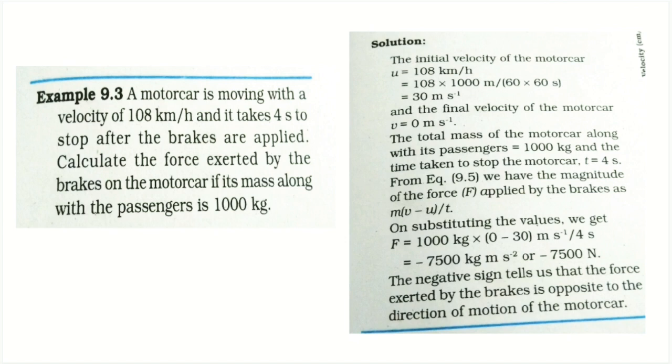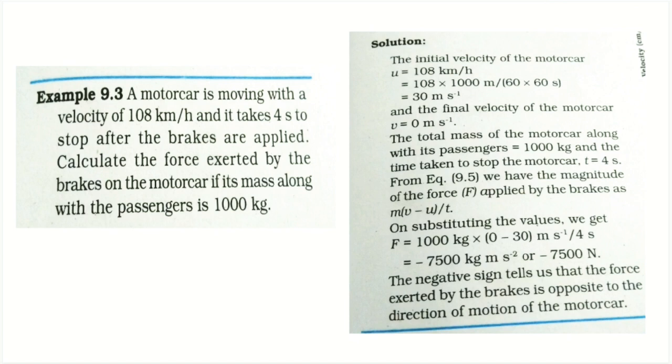Example 9.3. A motor car is moving with a velocity of 108 km per hour and it takes 4 seconds to stop after the brakes are applied. Calculate the force exerted by the brakes on the motor car if its mass along with the passengers is 1000 kgs.